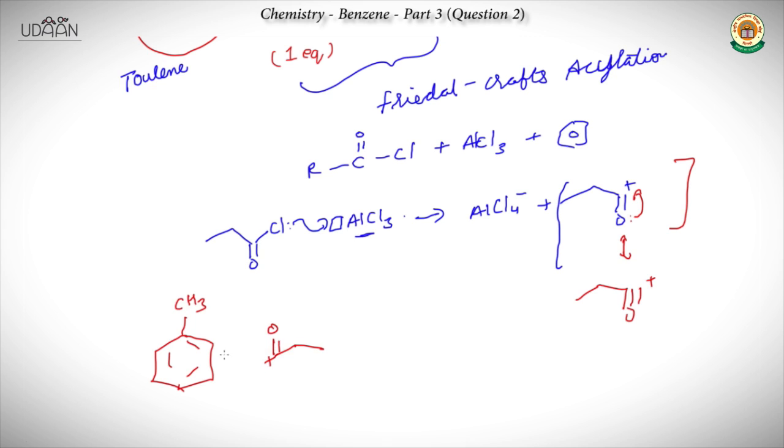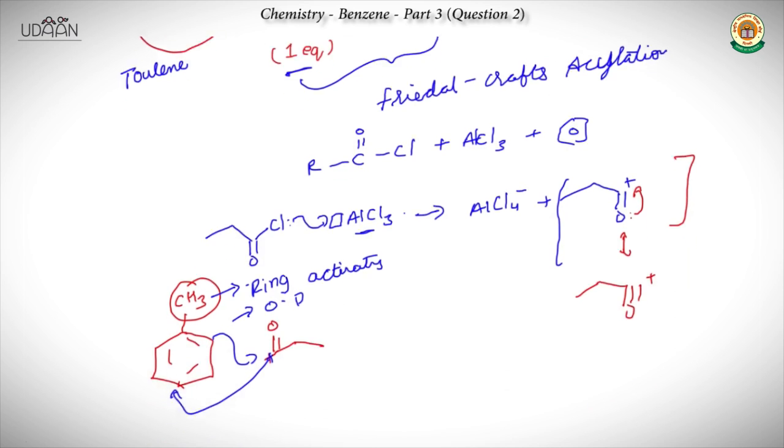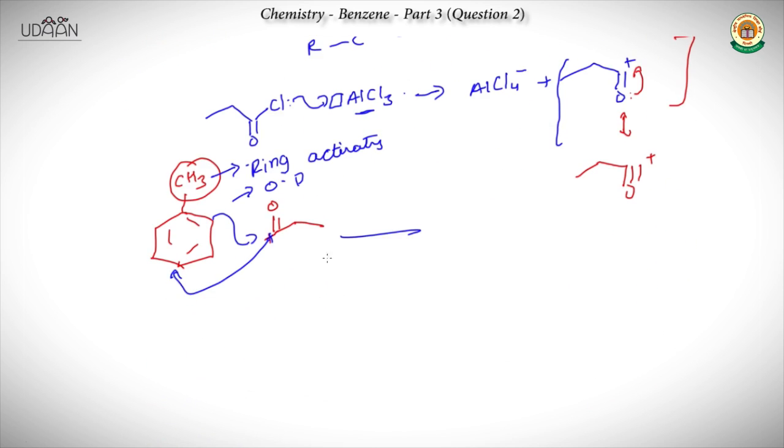This one. And you can see that you have CH3 on the ring, which is a ring activating group, which is an ortho-para director. That means this can be attacked at the ortho position or at the para position. But also remember that in the question you are given only one equivalent. So you have to say which of these is the most stable one.